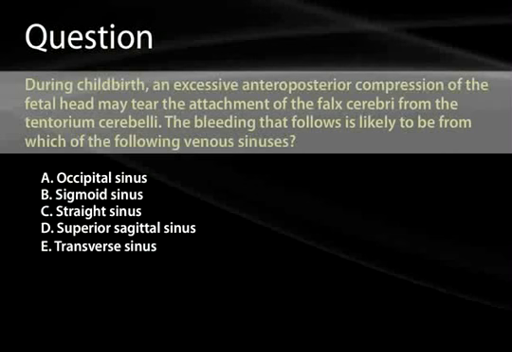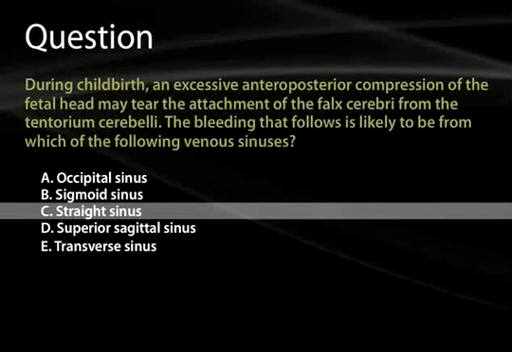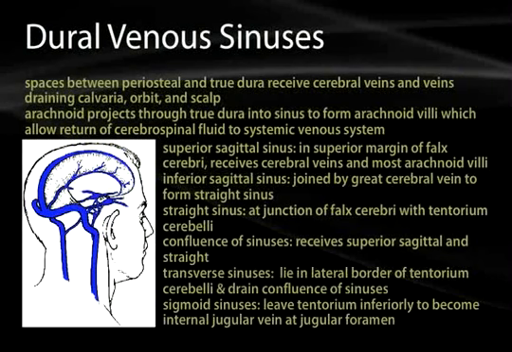Let's ask a question. During childbirth, an excessive anterior-posterior compression of the fetal head may tear the attachment of the falx cerebri from the tentorium cerebelli. The bleeding that would follow is likely to be from which of the following venous sinuses? We'll review these in a moment. Hopefully you've started to hone in on the straight sinus, which is the connection point between the falx cerebri and the tentorium cerebelli as they head towards the confluence of sinuses.